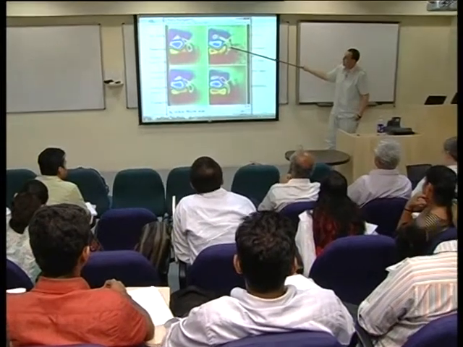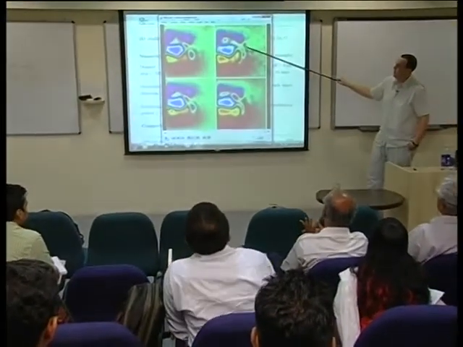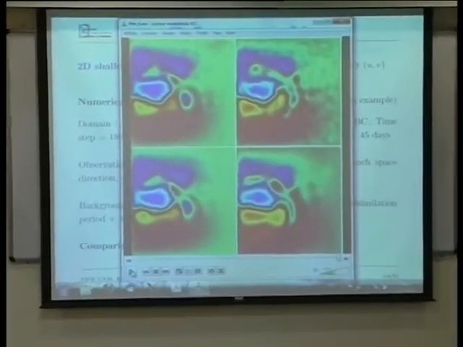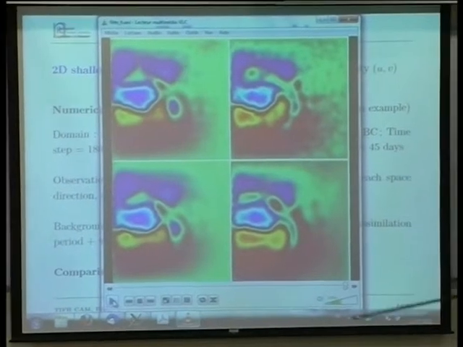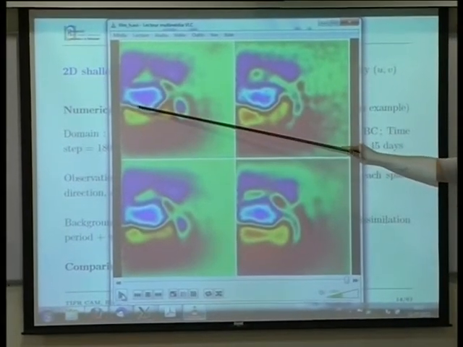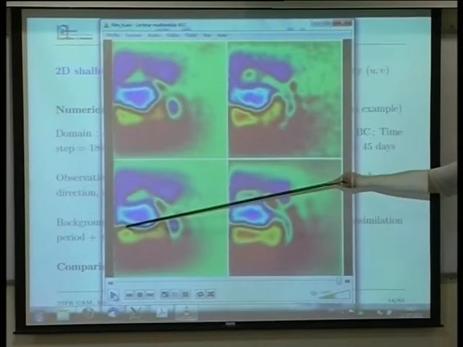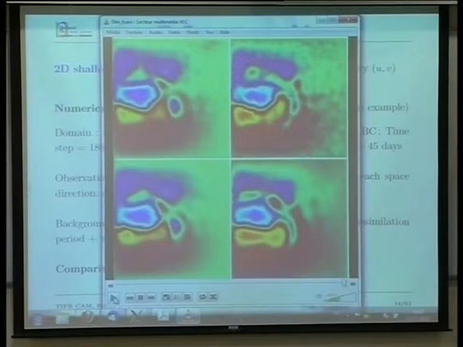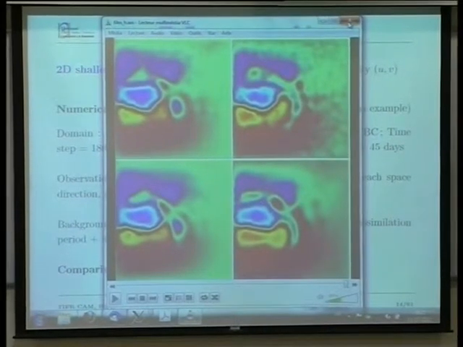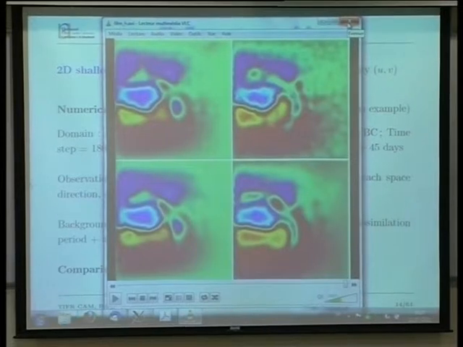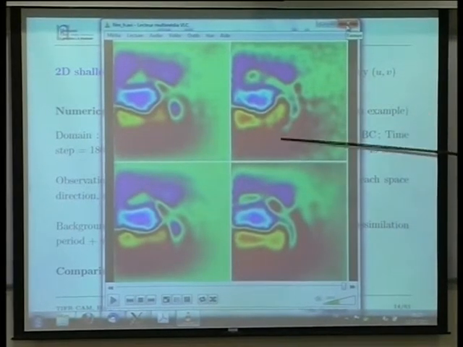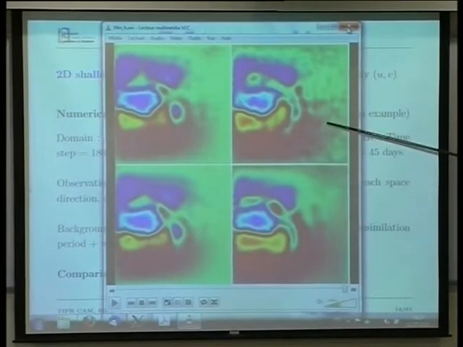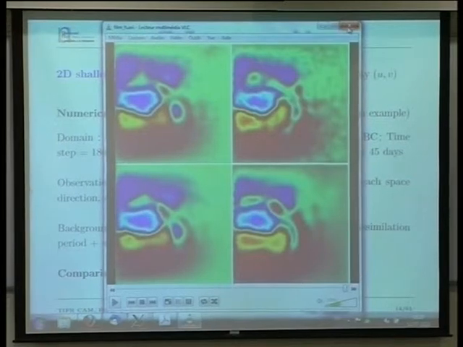With the 4DVAR, it's not much better. And with the back and forth nudging, we have a quite good forecast. Well, at least for the SSH, and for the velocity it's not exactly true, because the Gulf Stream is not located exactly at the correct place. And if you run, I think, nearly 3 or 4 times more, 16 iterations of 4DVAR, you get convergence, and then you get something closer to this state.